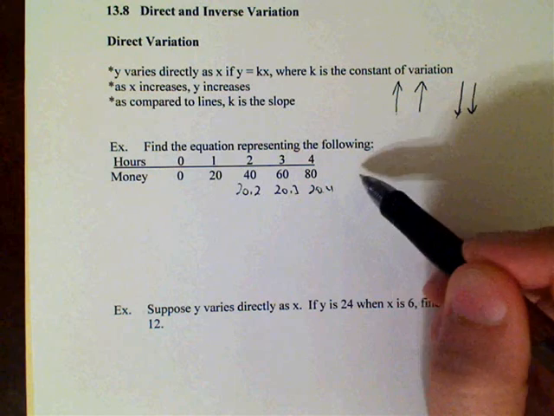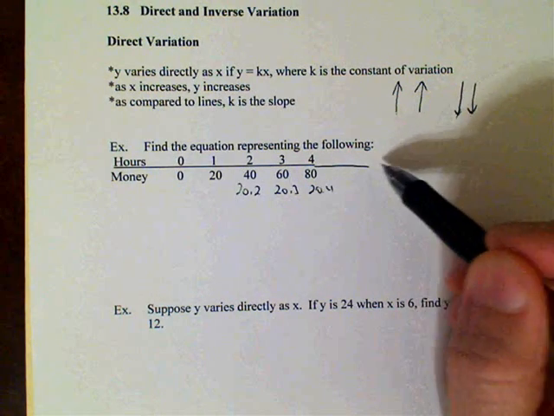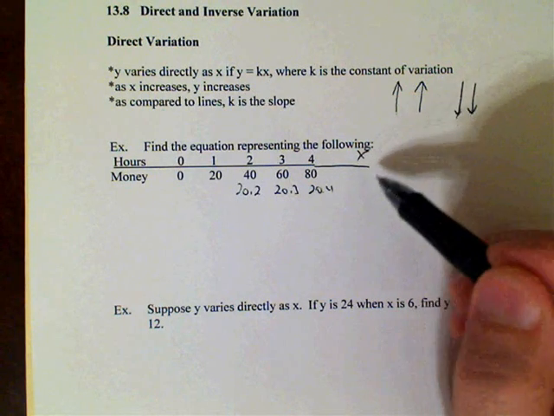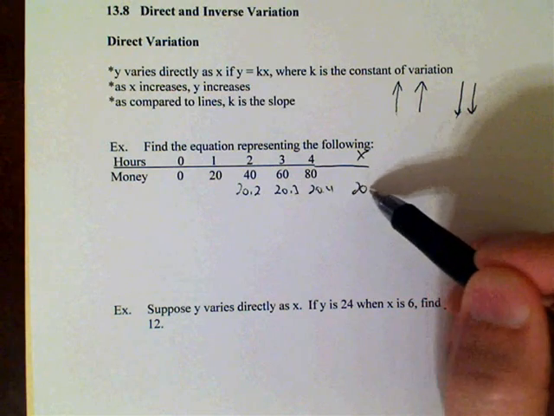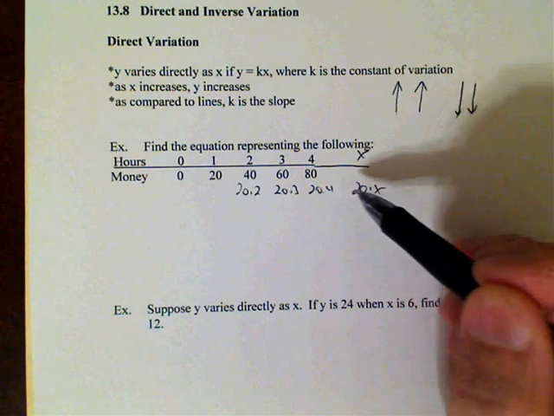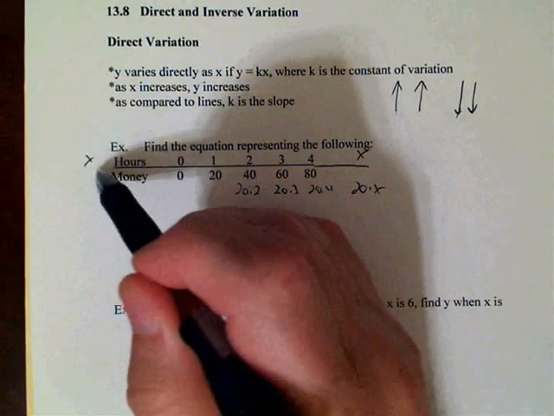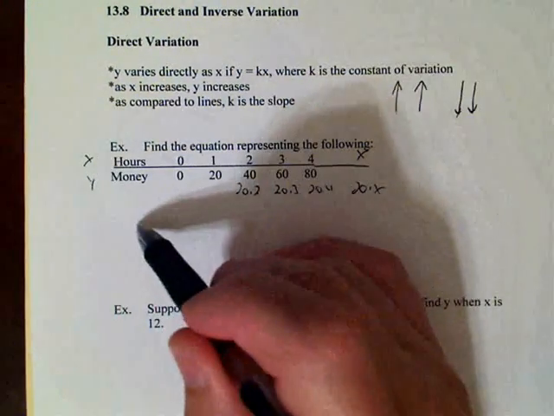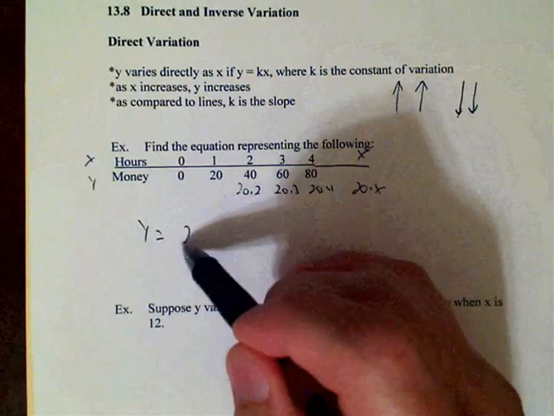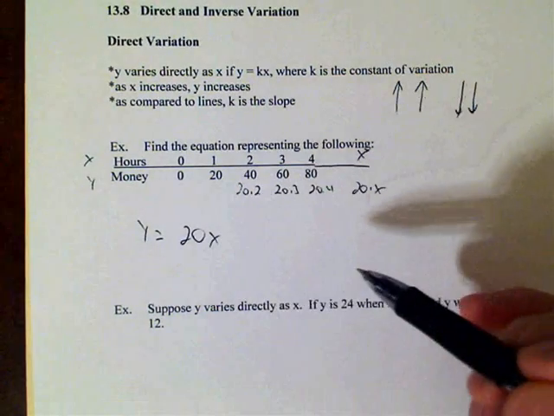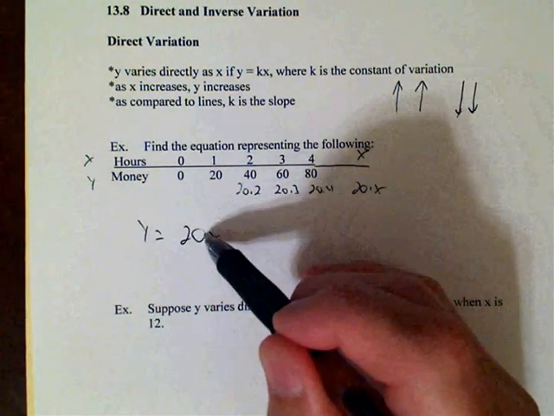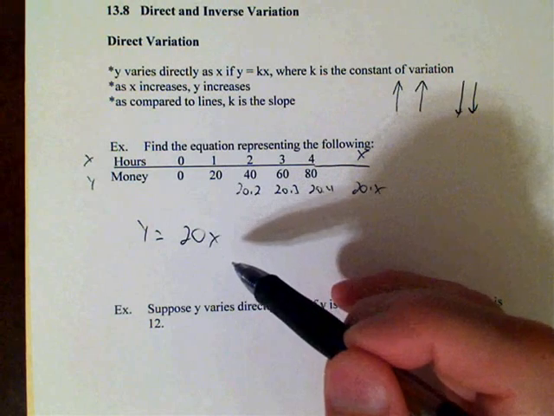Now if you were to keep on going, if you were to extend this and say we worked x hours, then that would be 20 times x dollars. And so if we let x be the number of hours, y be the money, our equation would be y equals 20 times x, or 20x, where k is 20, which is our constant of variation.